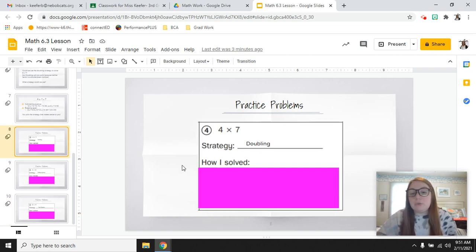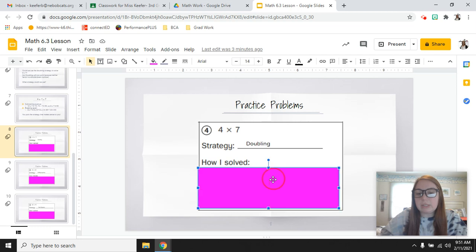So what we're going to do is solve 4 times 7 using the doubling strategy. So remember, the number you have to break apart is the number that is the double. So in this case, it would be 4. So on your whiteboard, break apart 4 times 7 to use the doubling strategy. Pause the video while you work through that.